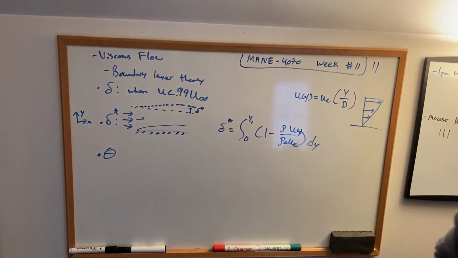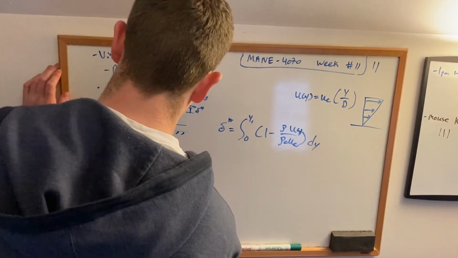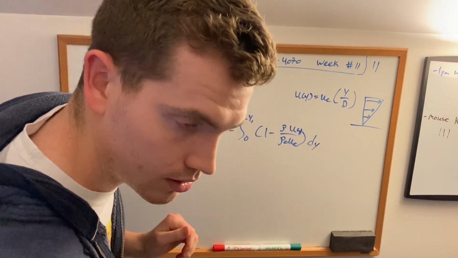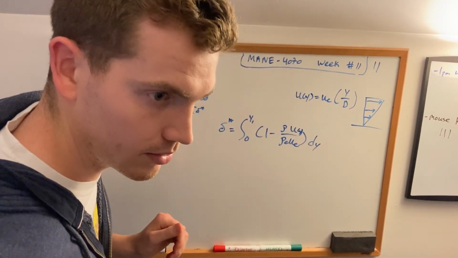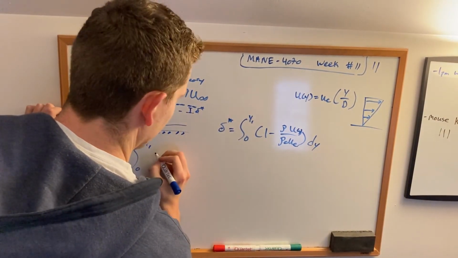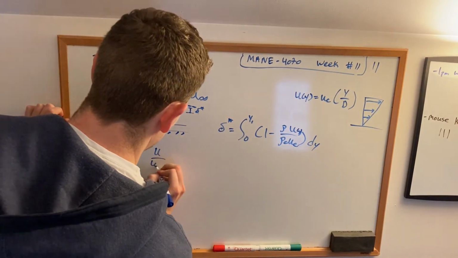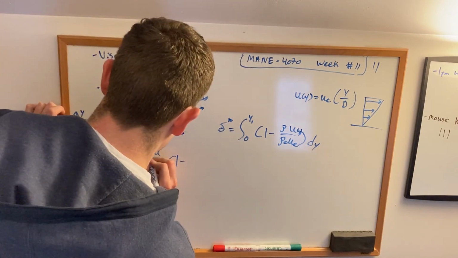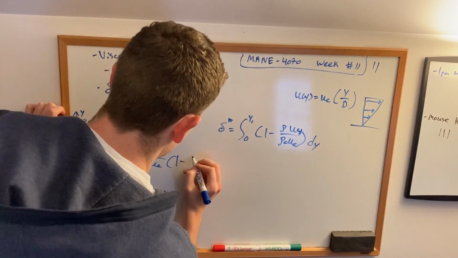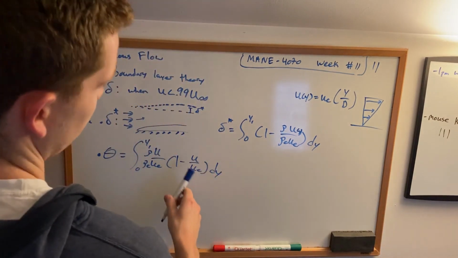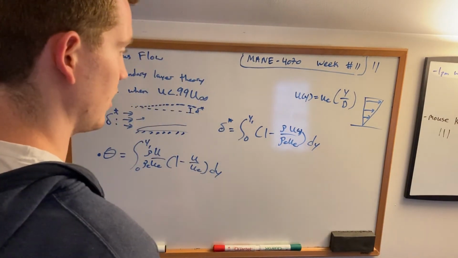We have an equation that we went over for this, pretty similar to the last one: the integral from 0 to y1 of u over u e times 1 minus u over u e dy. Sorry, there's a rho and rho e here. So again, u is typically given as some function of y. You've got to figure that out and back that out.